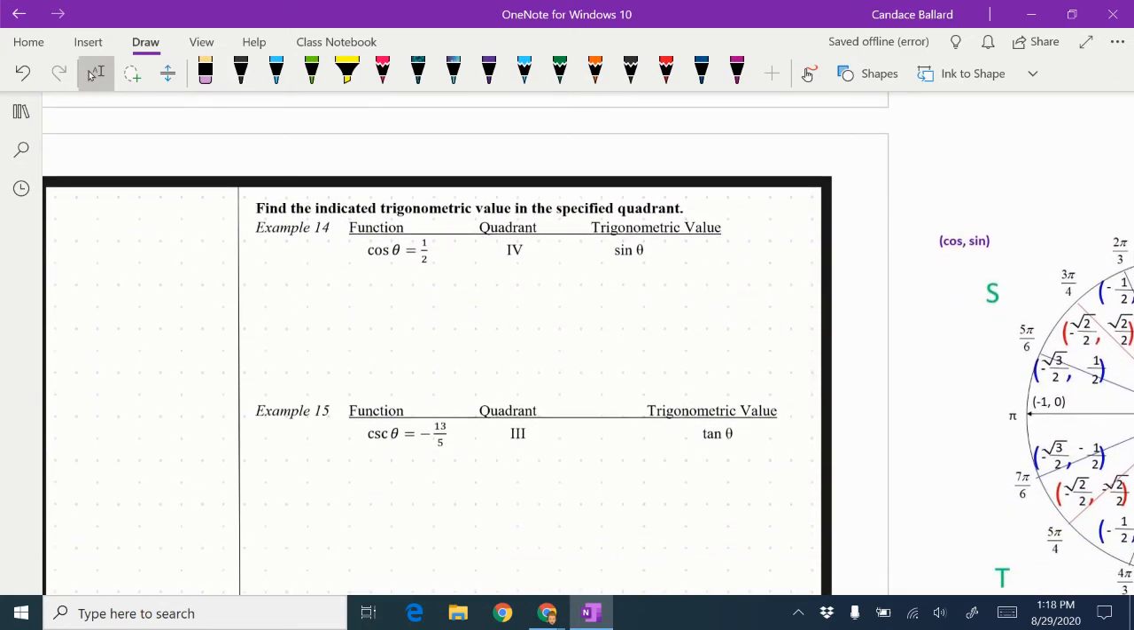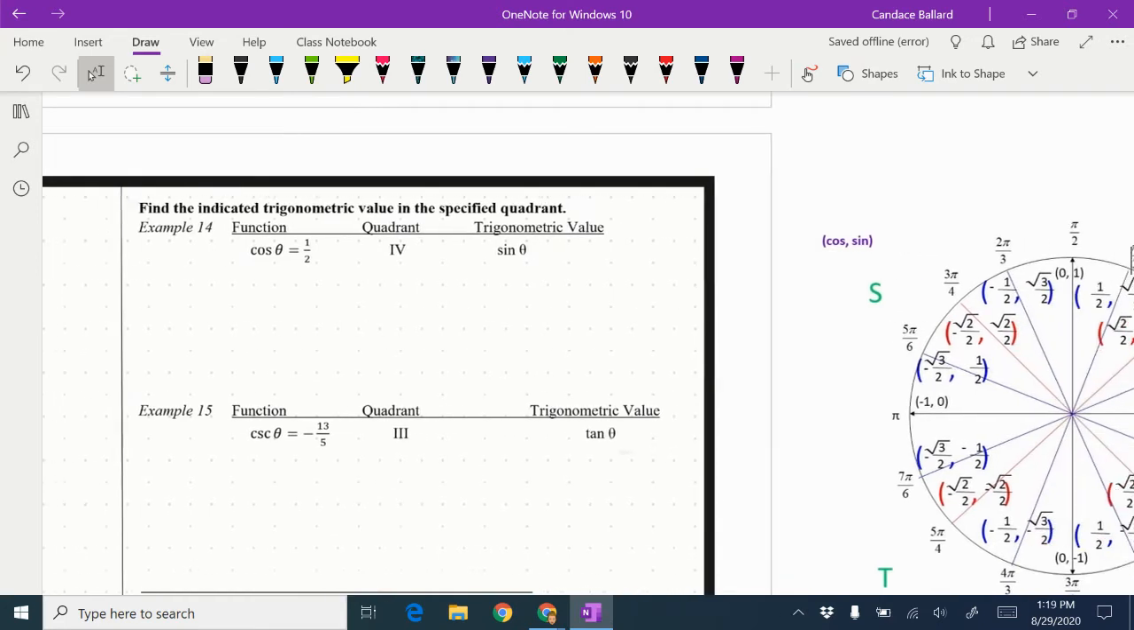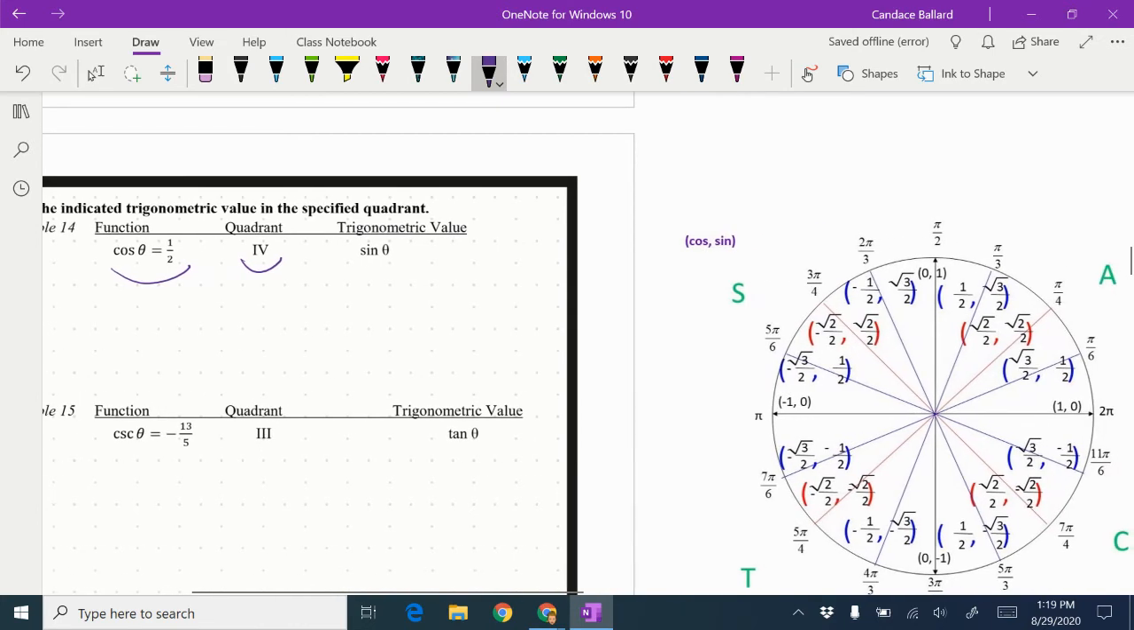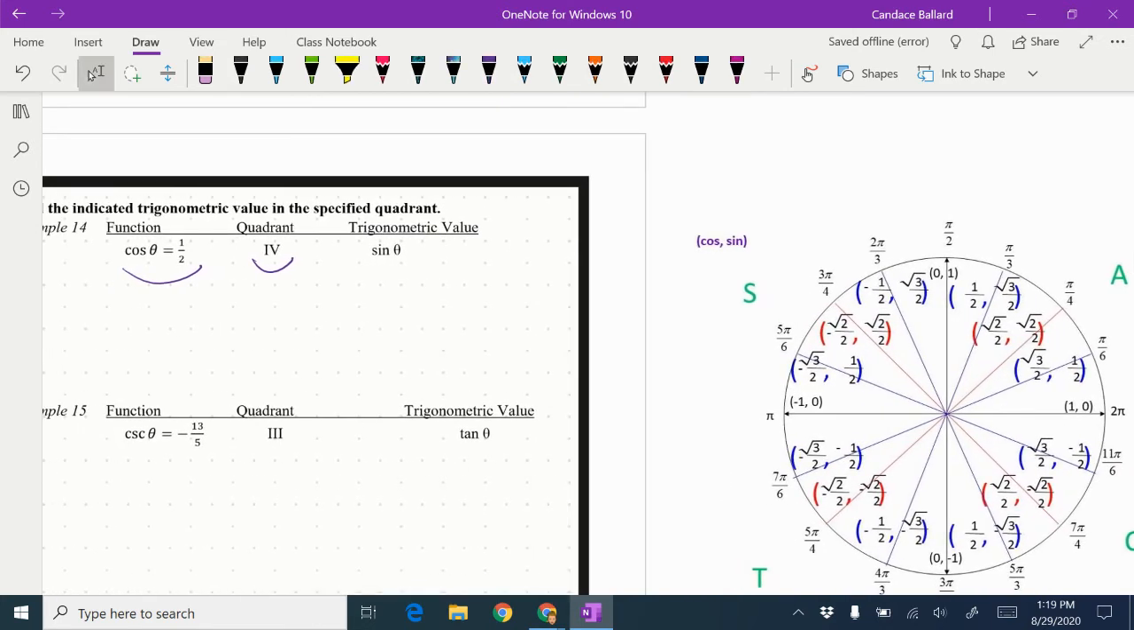So in example 14, this was kind of our I can statement. They give us the cosine, they tell us it's in quadrant 4, and they want us to find the sine. So I'm going to go to the cosine. I know that the cosine is the x-coordinate. So I'm going to go to the fourth quadrant, and I'm going to look for the x-coordinate that has 1/2.